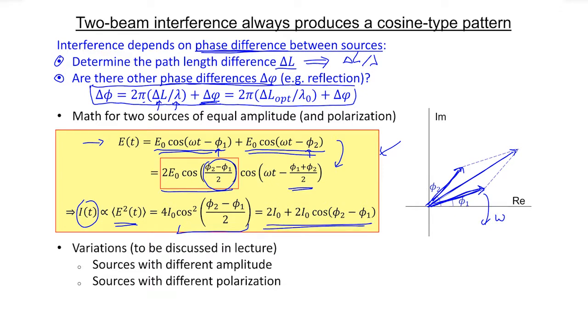which means you get the square of this cosine, half the phase difference, which means you get this expression. And there are variations on this principle. For instance, variations where you consider sources of different amplitudes, phasors with different length, or where you consider sources with different optical polarization. But these I'll discuss during the lectures.